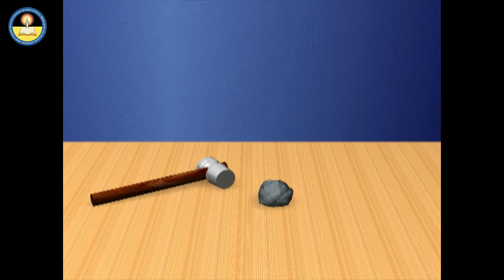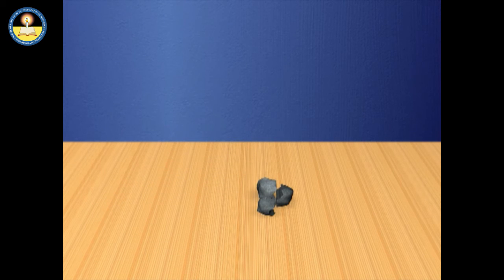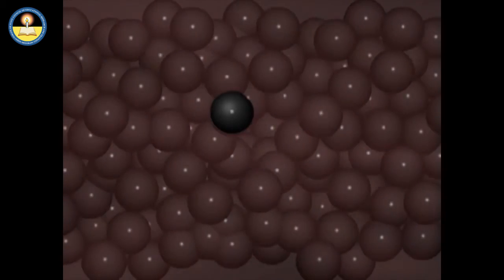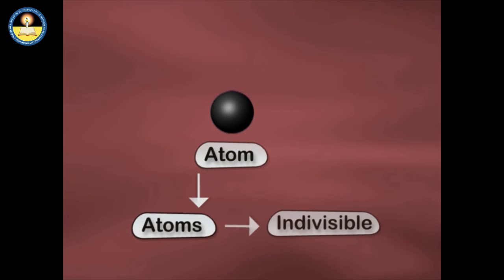When scientists started exploring matter, they realized that matter can be divided into smaller and still smaller particles. They discovered that the smallest particle of an element that maintains its chemical identity through all chemical and physical changes is called an atom. Atom was derived from the Greek word atomos, meaning indivisible. Thus, it was considered to be indivisible.